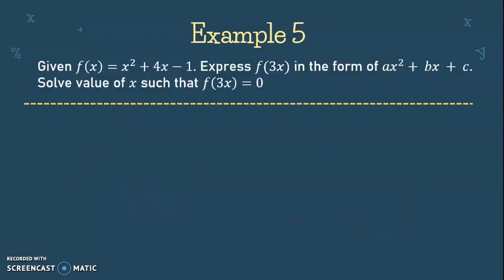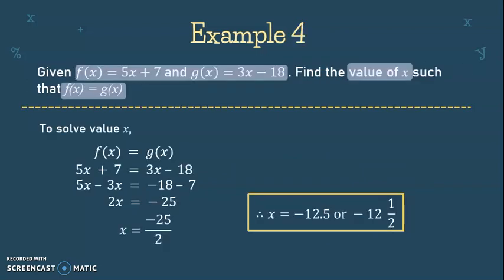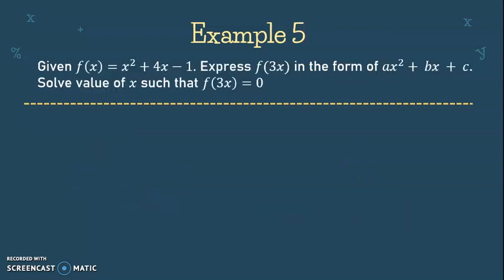Okay, so this is the answer. Next, if your answer is not the same as this one, you can ask me and double check your working, and please refer here. Okay, if you still don't understand, you may ask me the question. So let's proceed to example number 5.